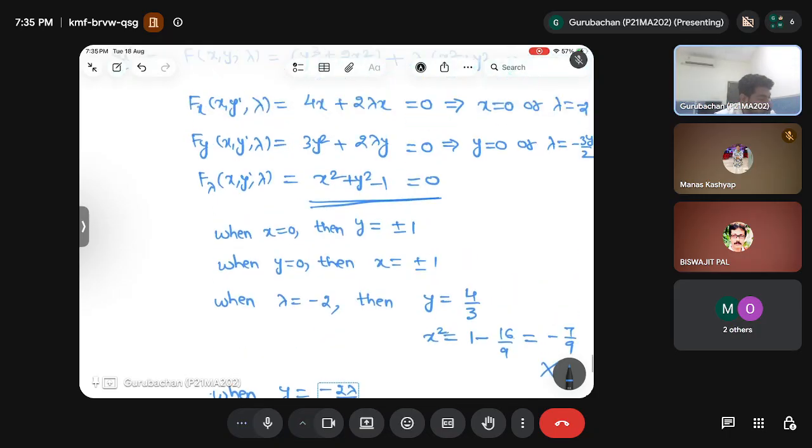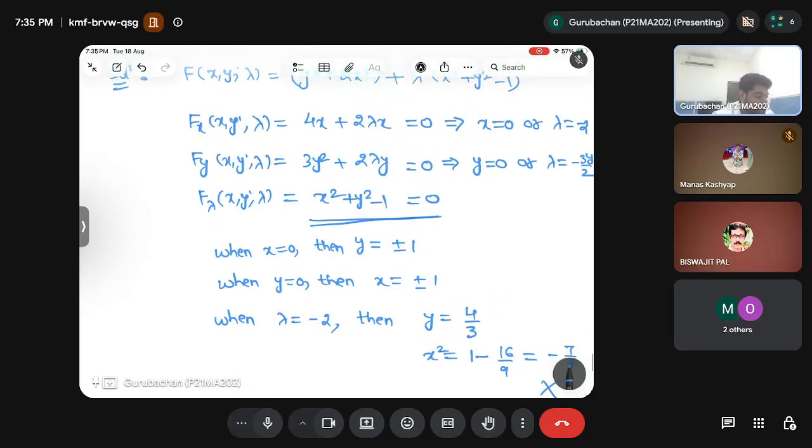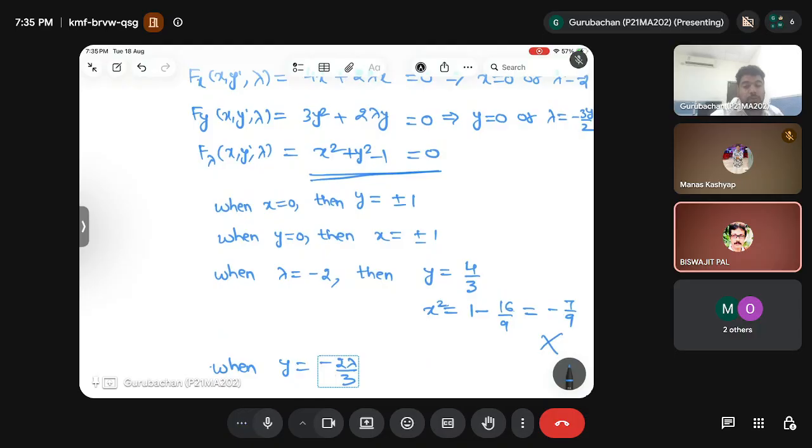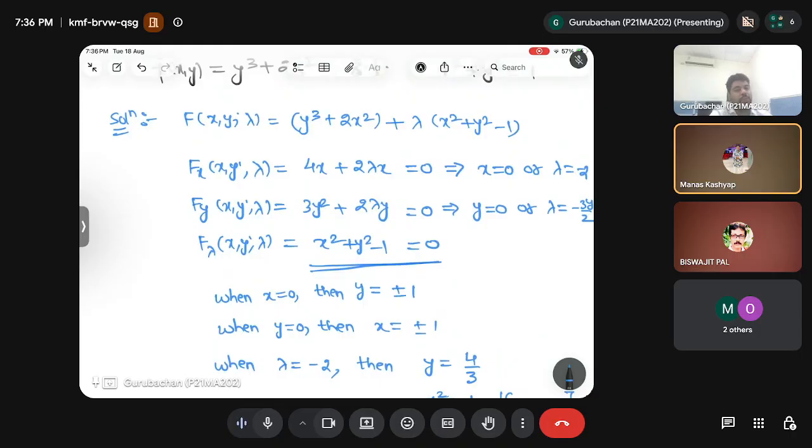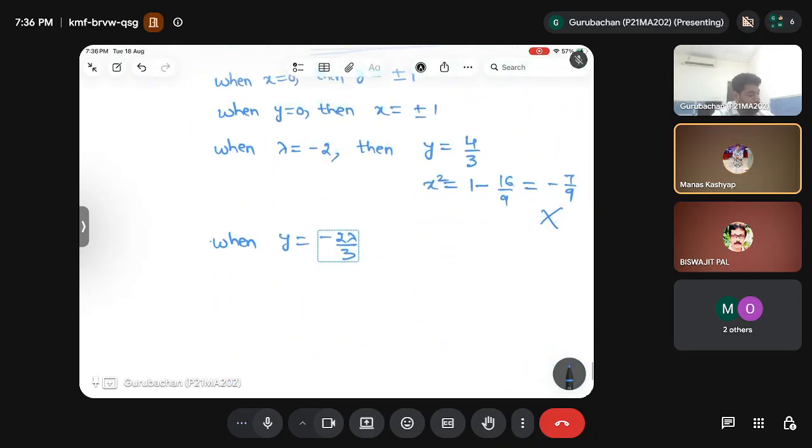Tell me. From this, can you conclude anything? No, sir. Manas, any comments? No, sir. What will happen if y is equal to minus 2 lambda by 3? Let's go to calculate x from that one.